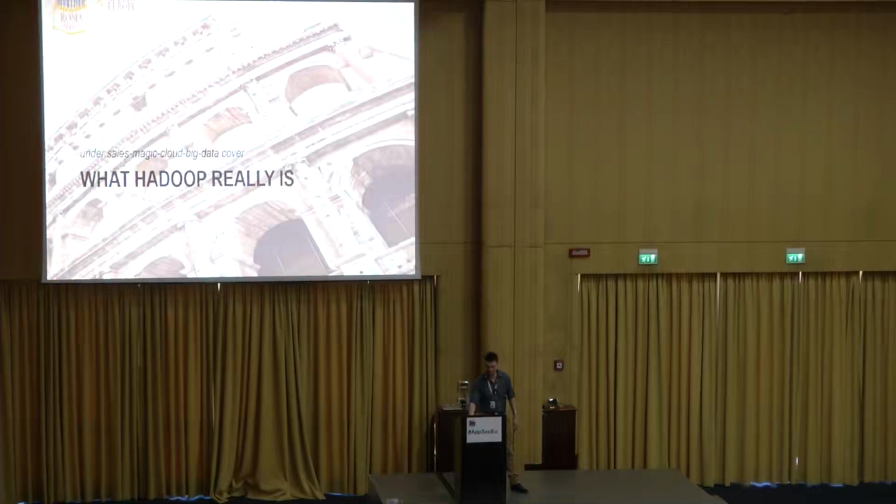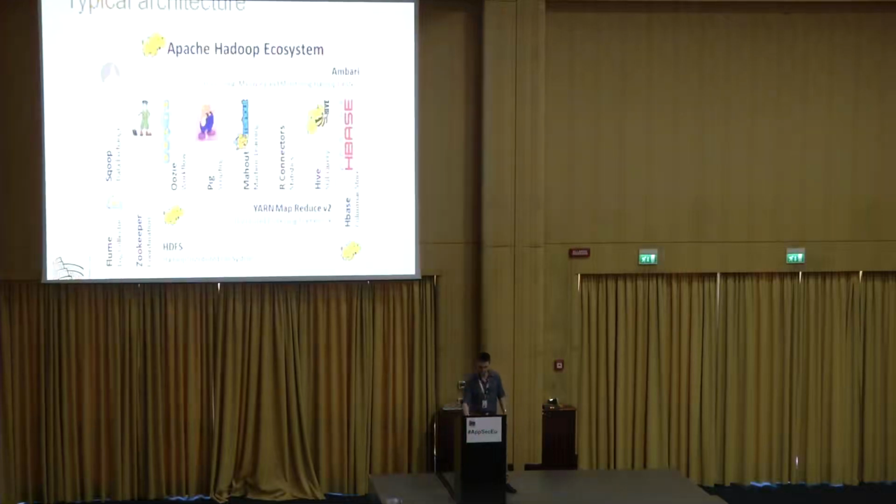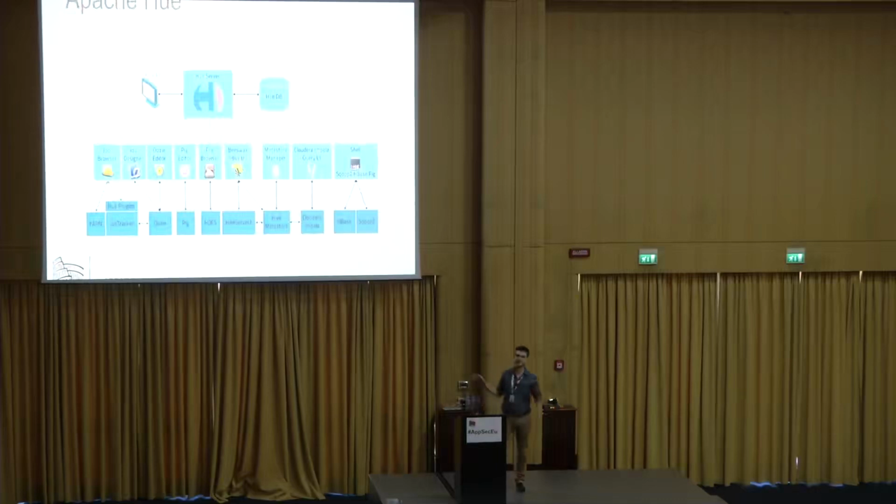So now a quick crash course on what Hadoop is and what it is under this Sales Magic Cloud Big Data cover, because that's the hype now. As I mentioned, there is a base of Hadoop, which consists of HDFS and Yarn, and some applications on top of it. More detailed information on what these interfaces are can be found on the Apache websites.